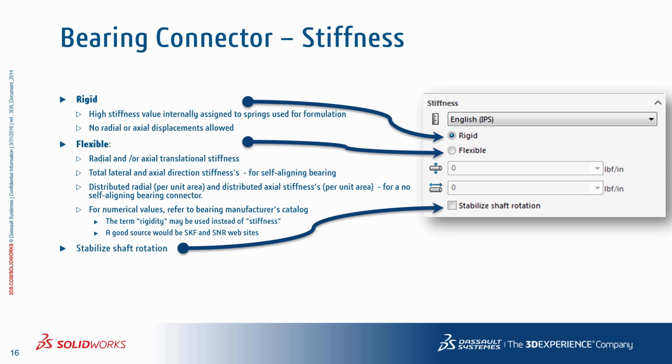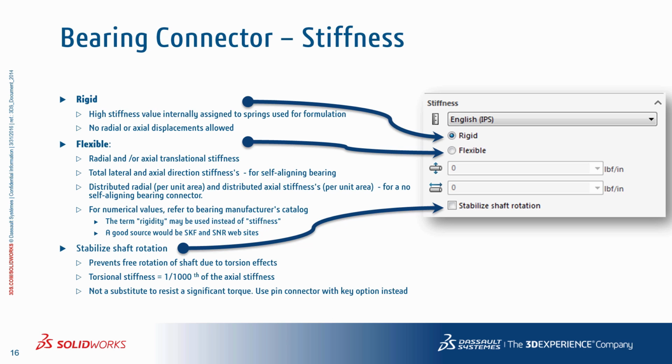Lastly, the stabilized shaft rotation option actually prevents any rotational instability caused by torsion that can lead to numerical singularities in the simulation. So behind the scenes, the simulation applies springs with low torsional stiffness to the shaft's cylindrical face that provide circumferential resistance against torsion. So this prevents the shaft from rotating freely about its axis and eliminates the instability. Now keep in mind that this option is not meant to prevent the relative rotation between the shaft and the housing so as to resist a significant torque.